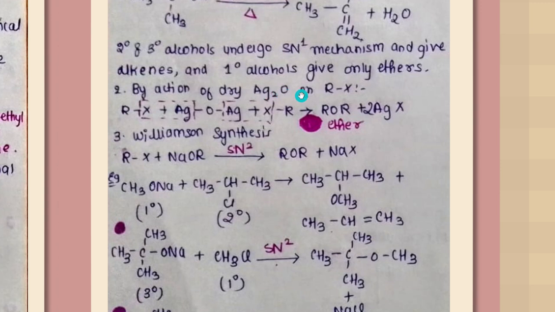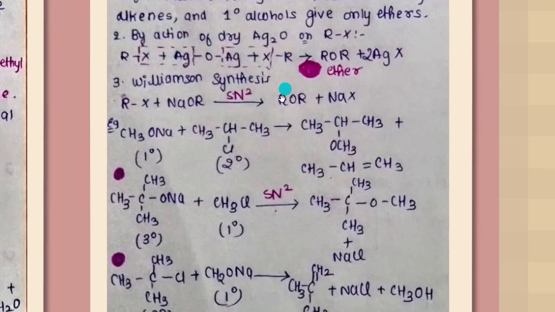Next, by the action of dry Ag2O on RX, that is alkyl halide. So we have alkyl halide plus Ag2O. Now this Ag2O can be written as AgOAg. So RX plus AgOAg plus one more mole of RX, I am writing this as XR. Why? Because I wanted to remove AgX and AgX. So finally, I will get an ether ROR plus 2 moles of AgX, that is the silver salt of that halide.